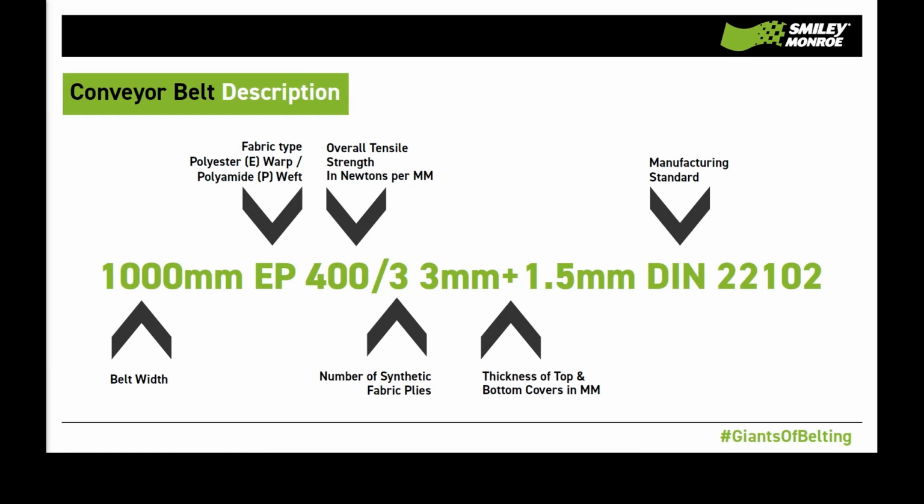The next part is the number of synthetic fabric plies used to make up the total tensile strength. Note that more plies do not necessarily mean the belt is stronger. For example, a 504, which is a 4-ply belt, is the same strength as a 503, a 3-ply belt. The next part is the top and bottom cover thickness in millimeters. And finally, all our belts are produced to the European manufacturing standard DIN 22102.